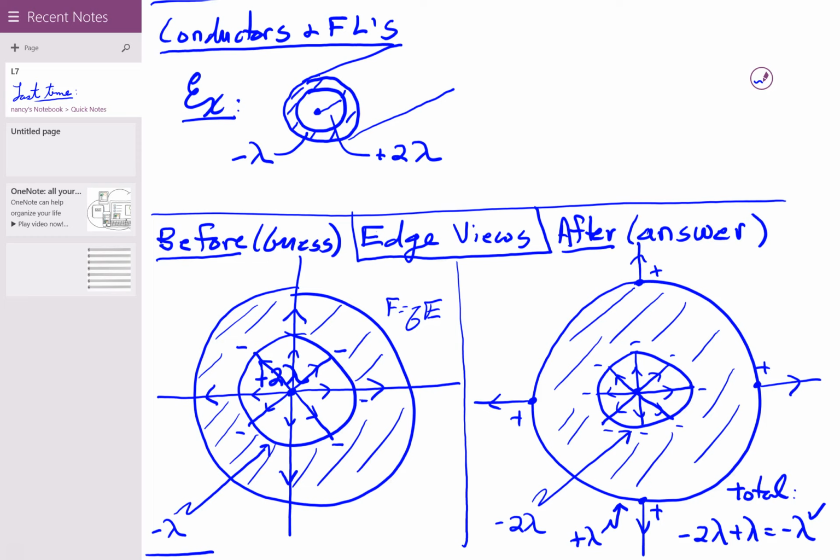And that's going to continue. I've got enough charge there to basically eliminate that field line. So let me try to cross that out there. That field line would then be gone because that negative charge had moved its way inwards towards the inner surface.